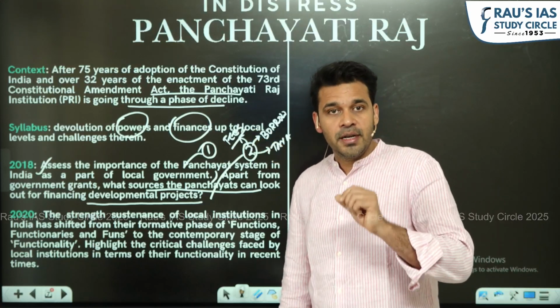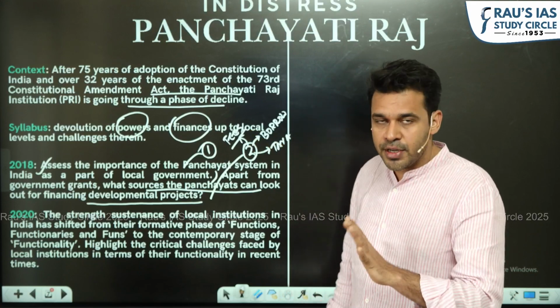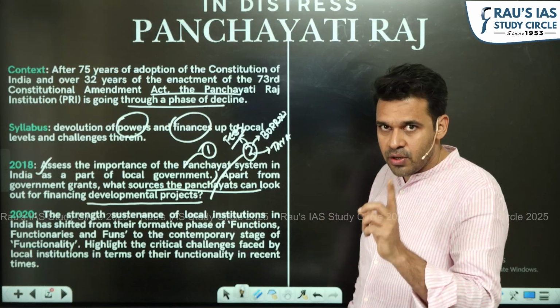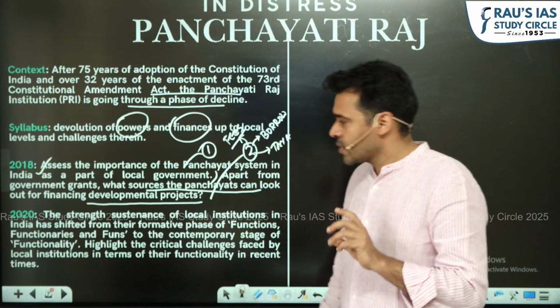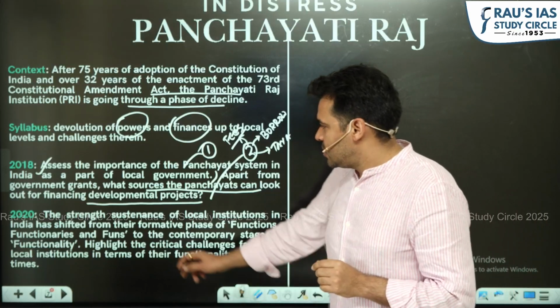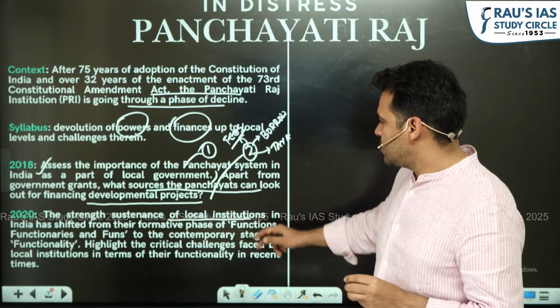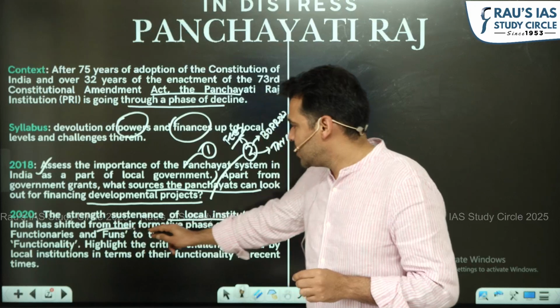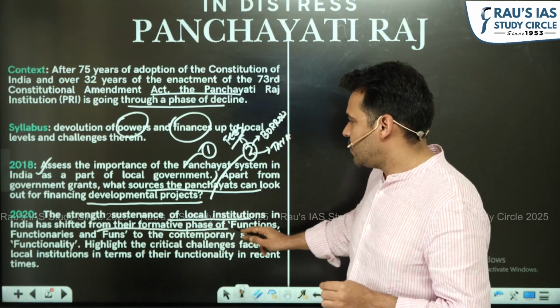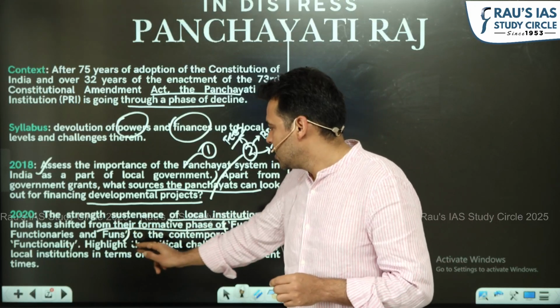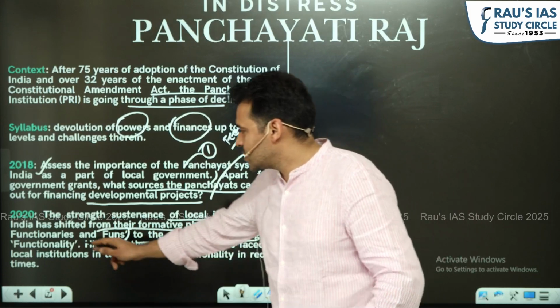This has already been discussed in previous focus videos. So in this discussion, we are not going to discuss finances. Very briefly, we are going to mention it. The strength and sustenance of local institutions in India has shifted from their formative phase of functions, functionaries and funds to the contemporary stage of functionality.